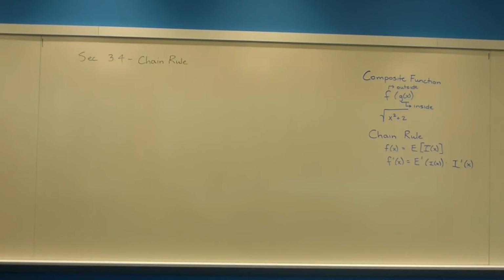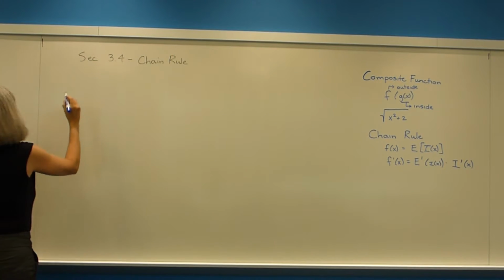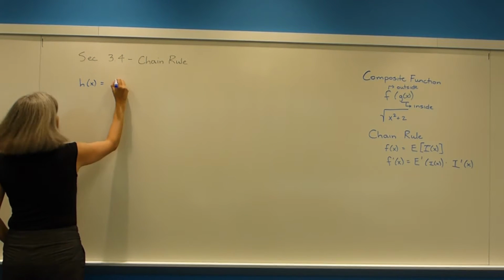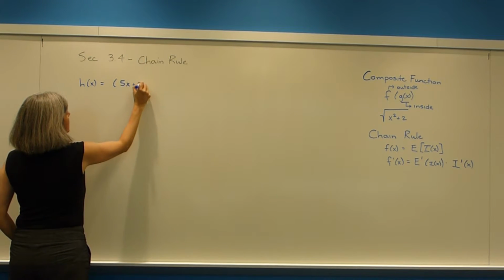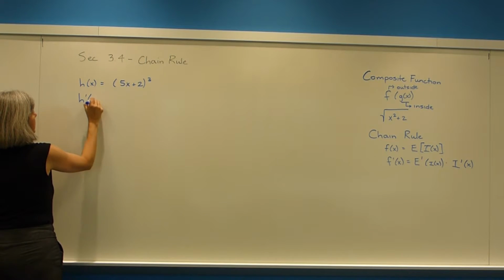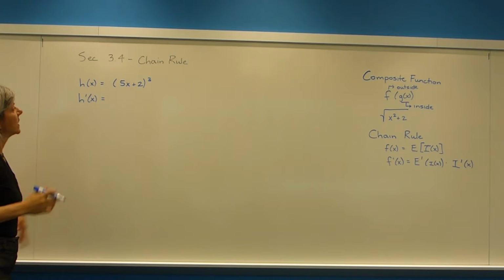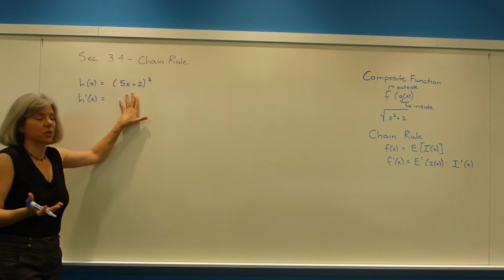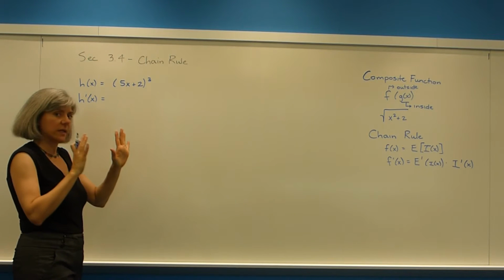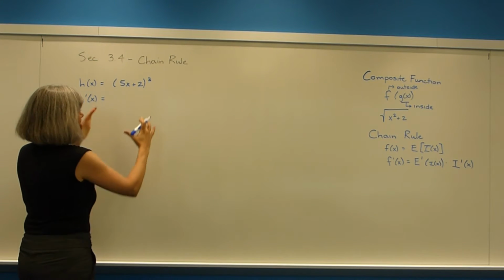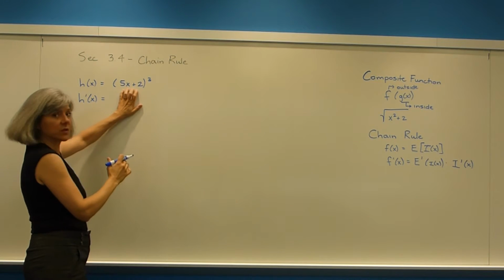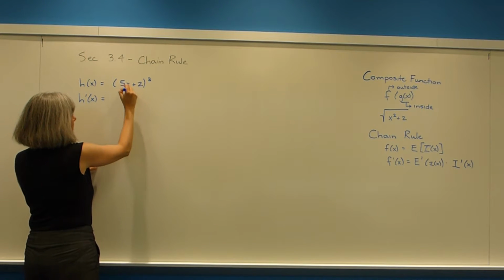Okay, so let's start with this first one. H of x is equal to 5x plus 2, cubed, and we would like to find h prime of x. Okay, so we look at this and we say, is it a basic function? No. Is it a composite function? Yes. So we need to identify inside and outside. Again, visually, the cube feels like the outside, and this feels like the inside.